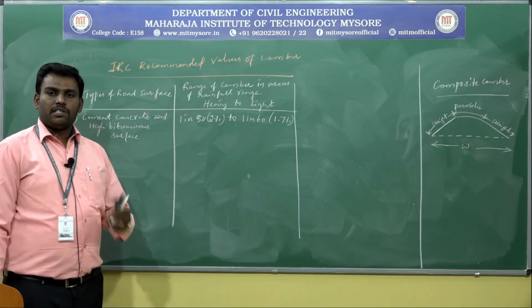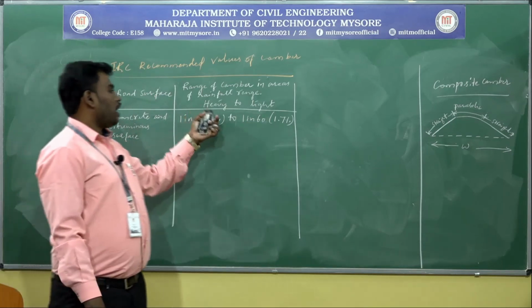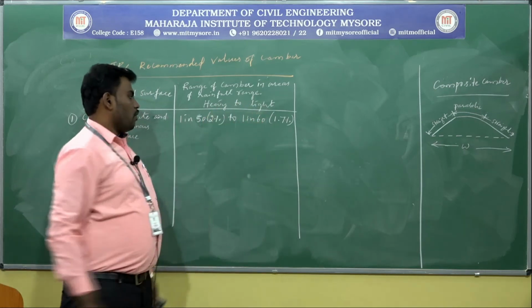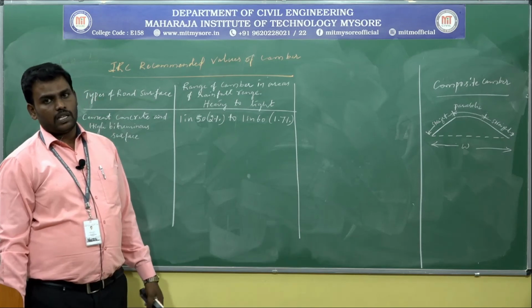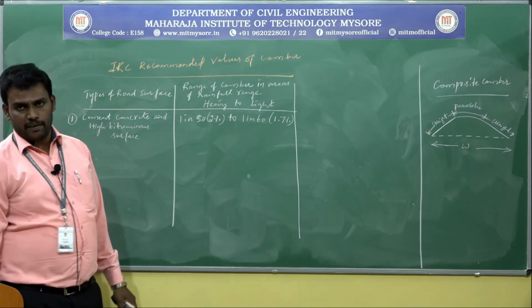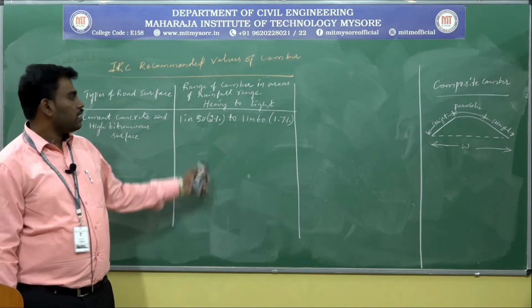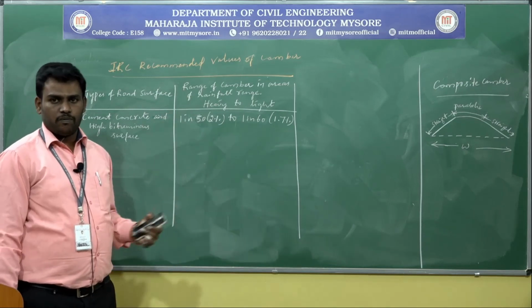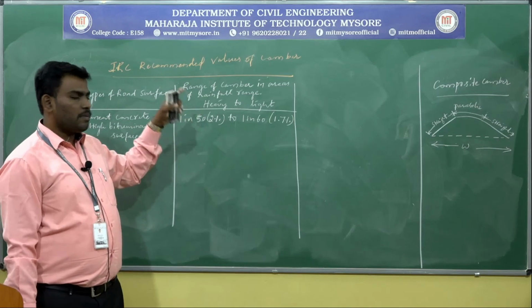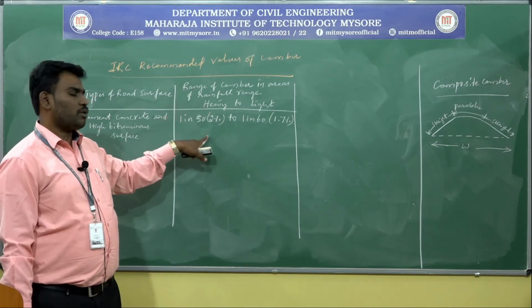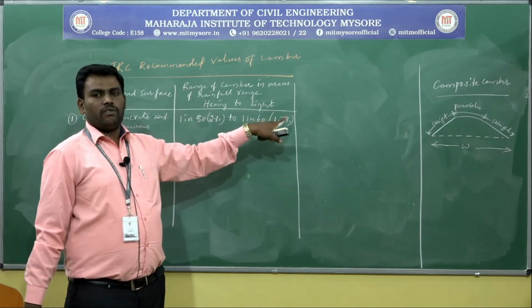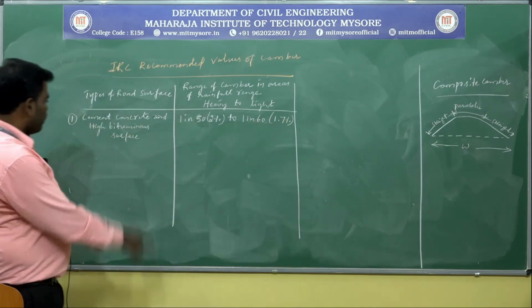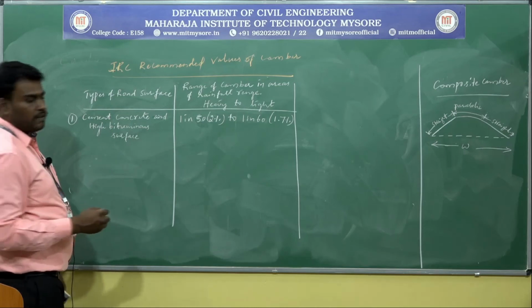If they are not mentioning anything about heavy or light rainfall, we have to take the average of that. 1 in 50 to 1 in 60, the average becomes 1 in 55. 1 in 55 is the amount of camber for a particular stretch of road. If heavy rainfall is mentioned, take 1 in 50; if light rainfall, take 1 in 60, for cement concrete and high bituminous surface.